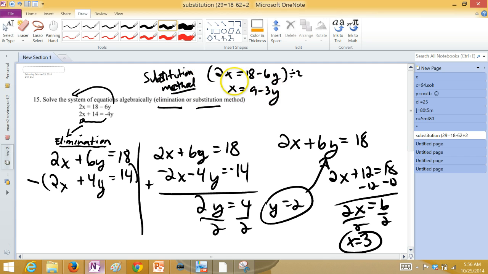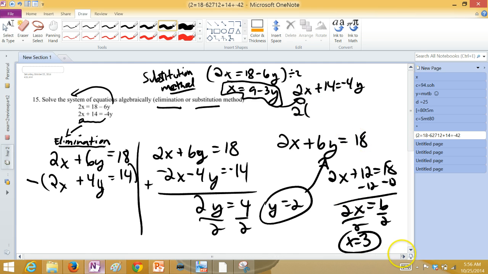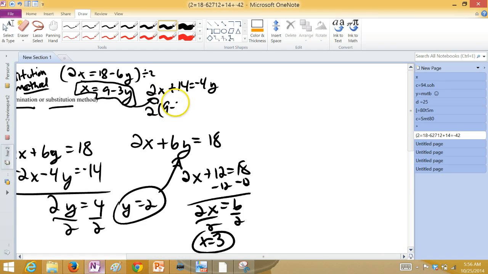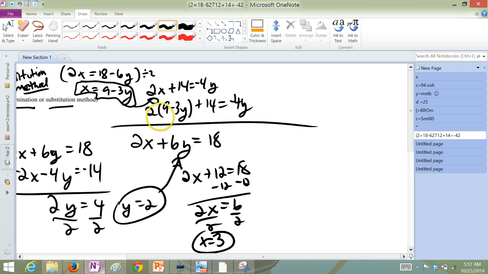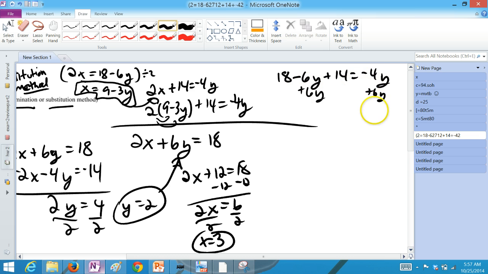For substitution, you take and solve for one of the variables in one of the equations and plug that into the other equation. The other equation is 2x plus 14 is negative 4y, but we know now what x is, so 2 times 9 minus 3y plus the 14 should be equal to negative 4y. So we distribute the 2 across and get 18 minus 6y plus the 14 is negative 4y, and let's add the 6y over to give us 2y.